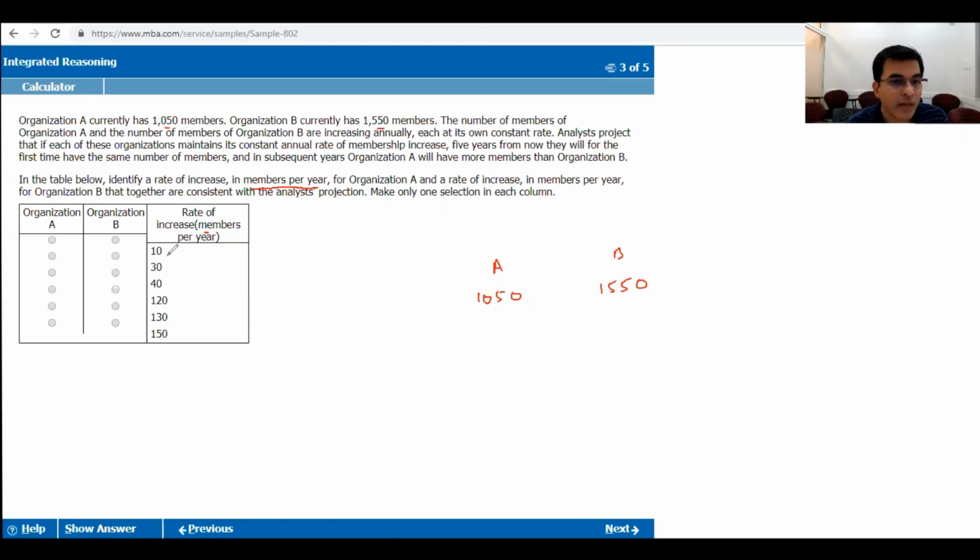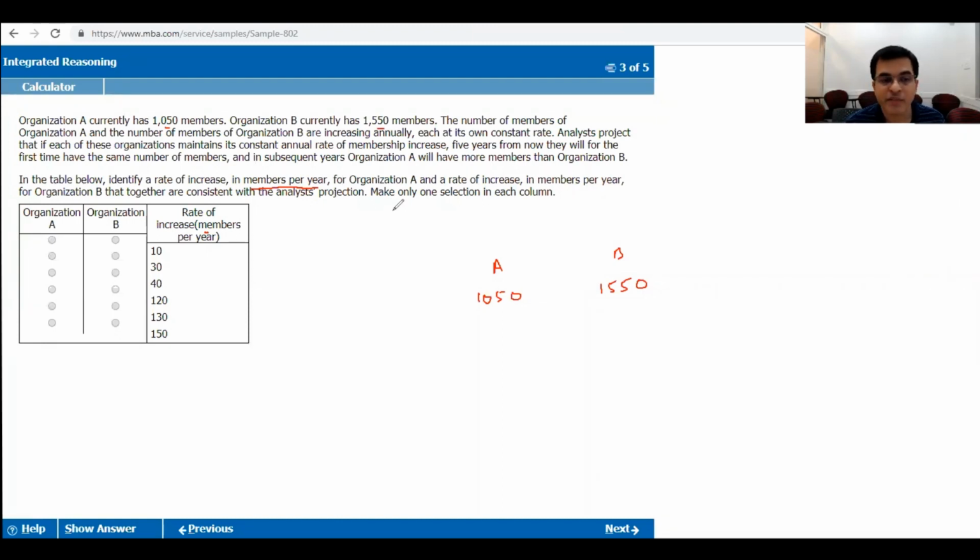Similarly for B. So we have to work out the rate of increase in members per year for A and the rate for B, that together are considered with the projection, and mark only one. So this is what we have to do, the correct combo. How much should A add and how much should B add, which as a combination will ensure that 5 years later they meet. How to go about with this? Multiple things you can think of. Trial and error is possible. You can explore the options, plug them in, check them out. All that is possible. You might get answers, but it will take longer.